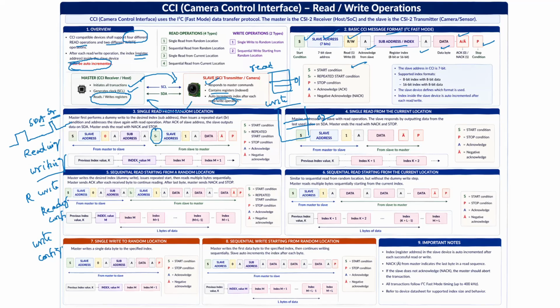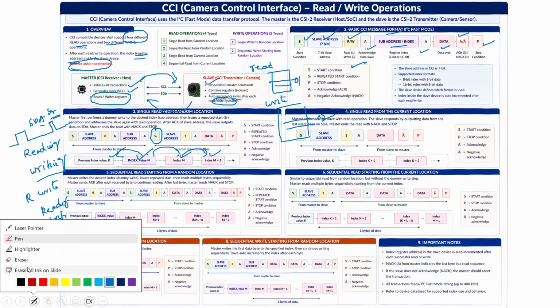In this way, we are transferring different indexes like index M, index K, M minus 1, M plus 1. So first you are taking index M, the previous index K, and the next index M. After that the next index will be incrementing to M plus 1. So every time it is automatically incrementing while transferring the multiple data. Here it is doing different read operations and two different write operations.